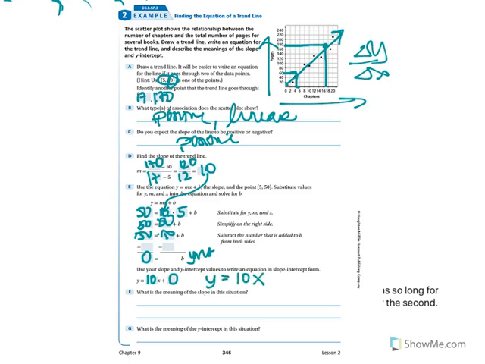So what's the meaning of our slope? Remember, slope represents the change in y over change in x. Well, y is the number of pages, so 10 pages for every x number of chapters. So in terms of the books, we have 10 pages per chapter. And then part G says, what's the meaning of the y-intercept?